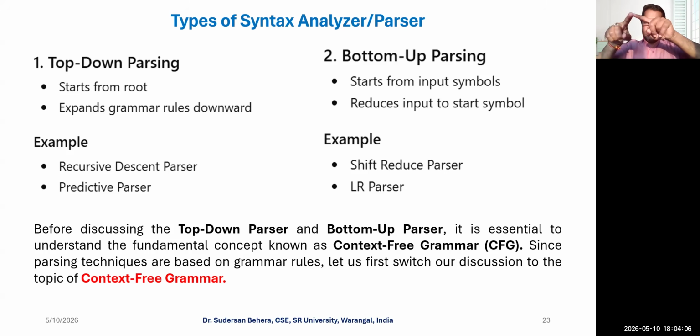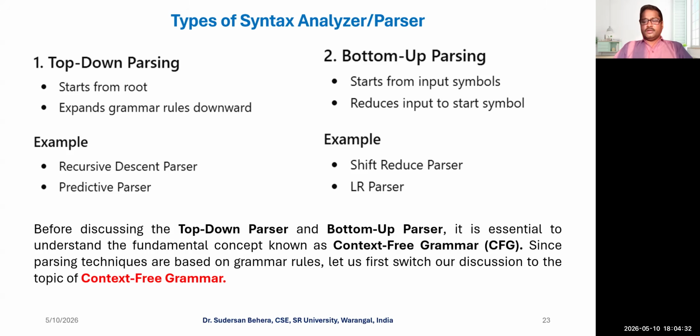Then it constructs the interior node. Then it constructs the root node. So it starts from the bottom and goes towards the top. It tries to reach the root. That is why it is called bottom-up. It starts from the bottom and goes towards the root. So it is known as a bottom-up parser.